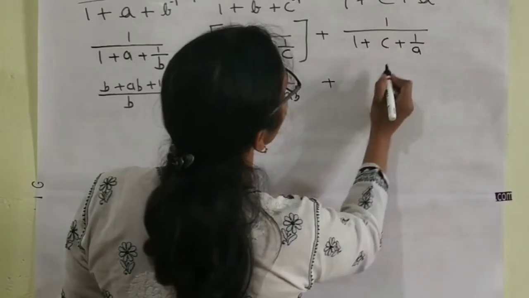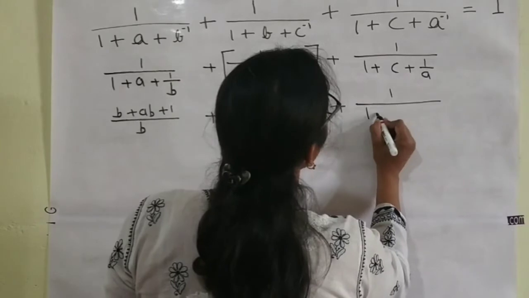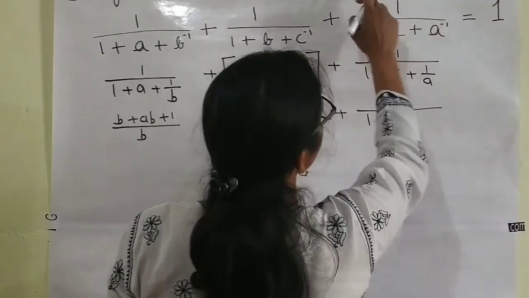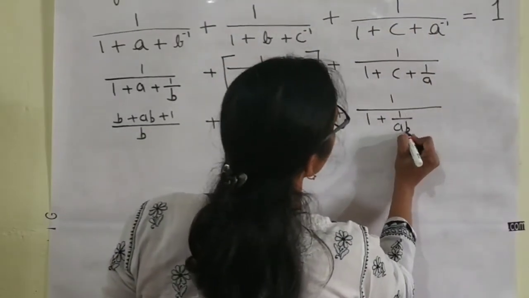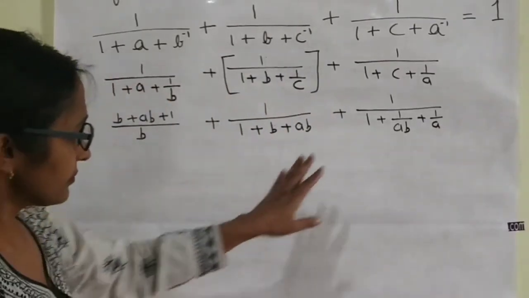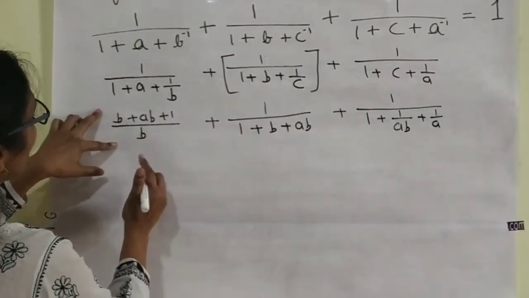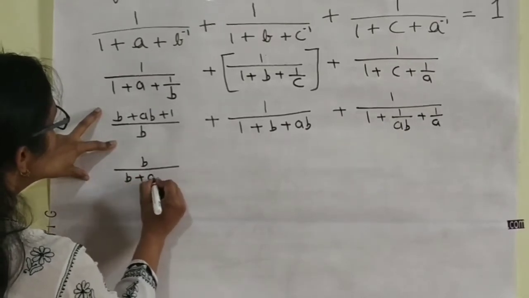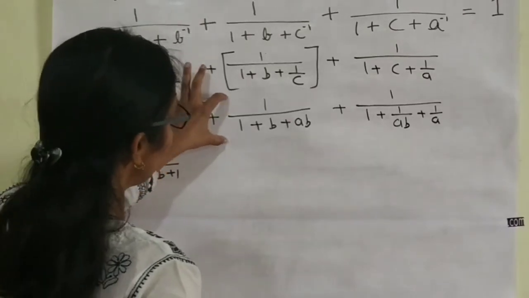And here also I am putting the value of C. Means 1 plus 1 upon AB. The value of C is 1 upon AB. AB plus 1 upon A. Now, since it is the denominator, it will become B upon B plus AB plus 1. And it was a complete fraction.